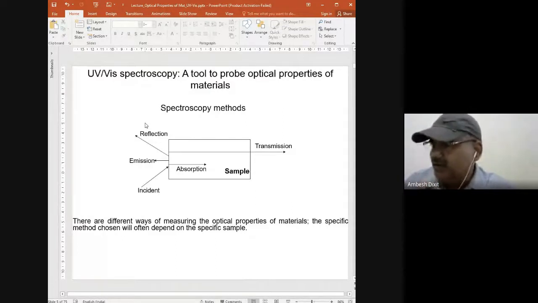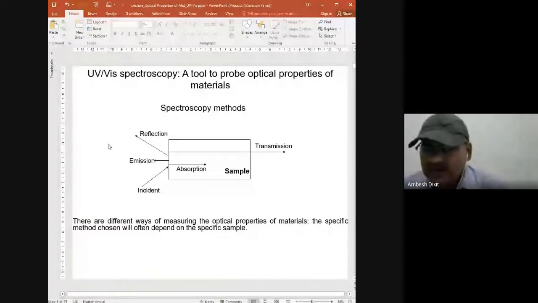Now the question is, how many types of interactions are possible within a material? I have an incident light, so how many phenomena can happen? Very simple. It can reflect. It can propagate through the sample, and during propagation, many things can happen. It can get absorbed. It can get transmitted. Here also, if absorption is happening, emission can happen simultaneously, so it can also emit light signatures. So various phenomena can happen.